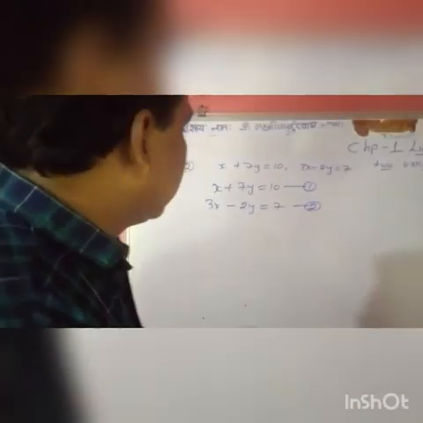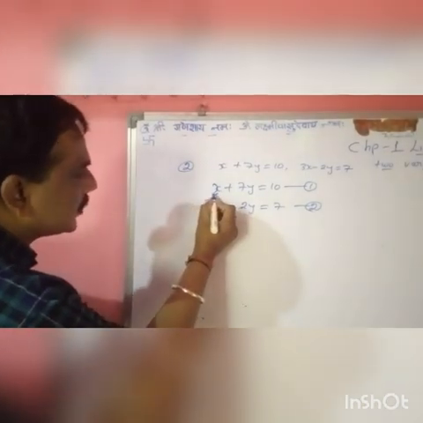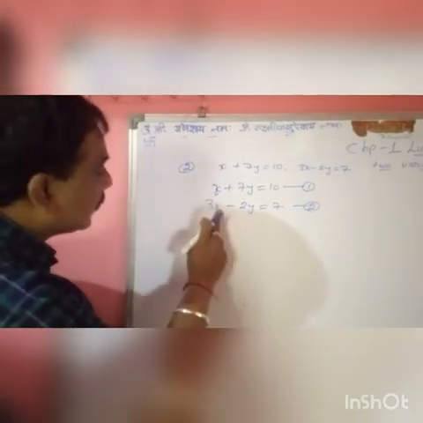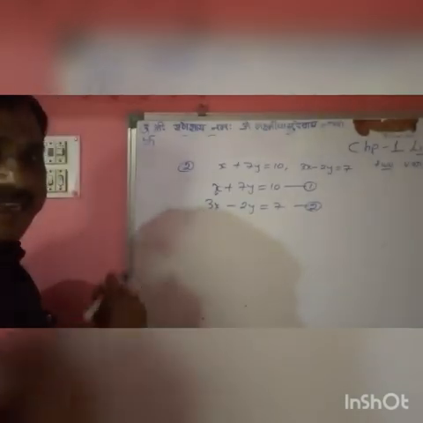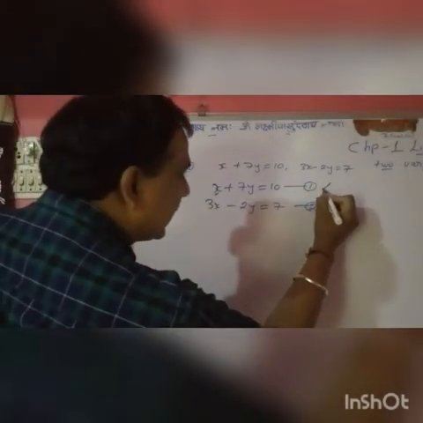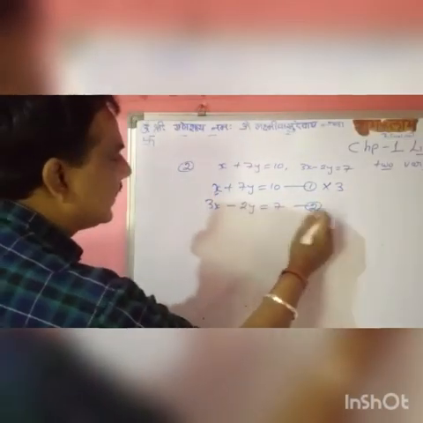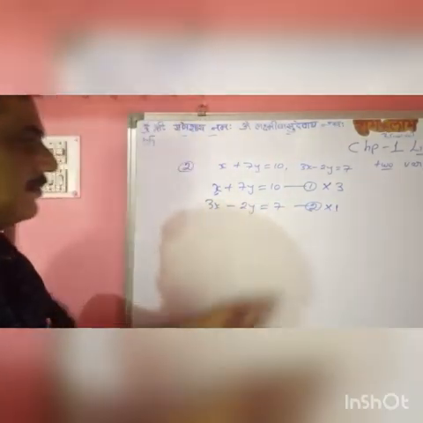How to make it equal? See the coefficient of x. Coefficient of x is what? 1. And the coefficient of x here is what? 3. It means multiply equation 1 by 3 and equation 2 by 1.